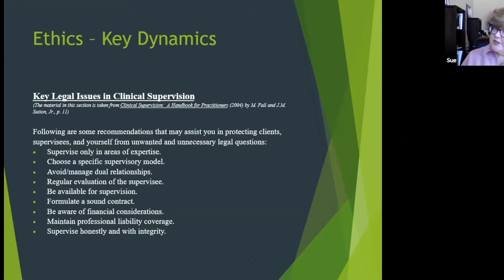Make sure you're choosing a supervisory model, which is why I talked about that quite a bit. It's important that you be able to speak to that. I won't hit on that anymore.